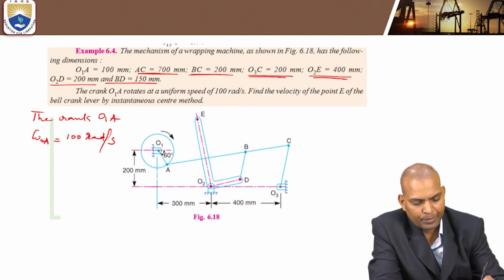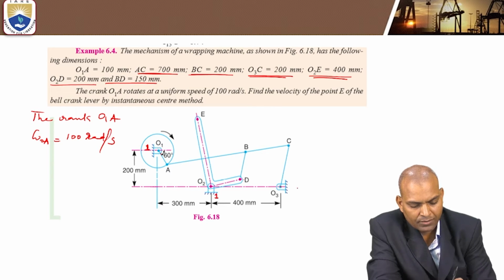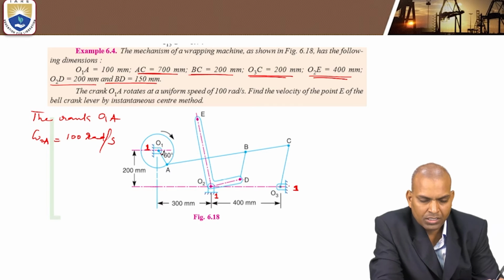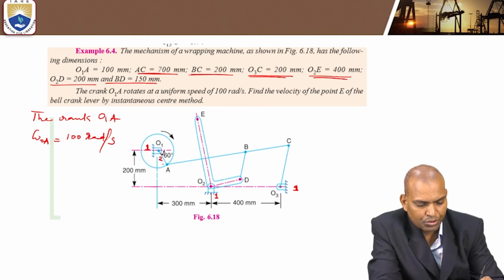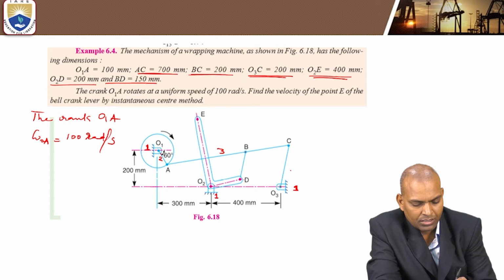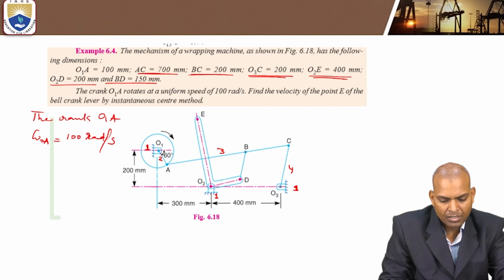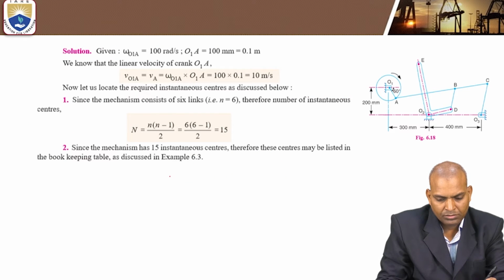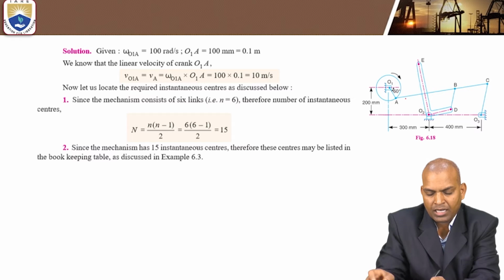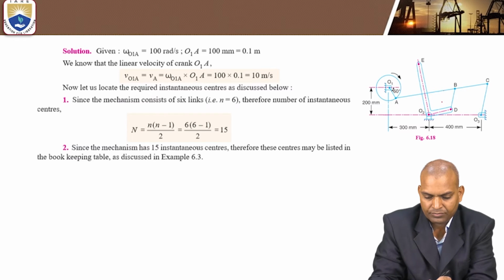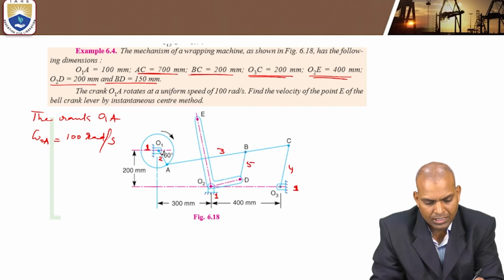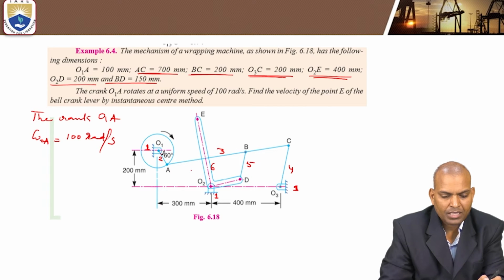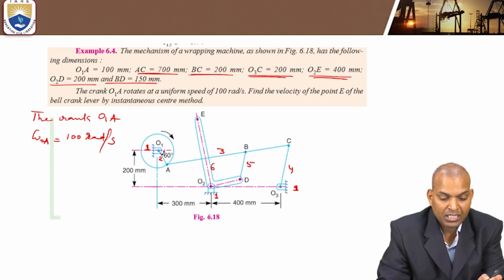The number of links, let me begin. O1 is link 1, the fixed link. O2 is a fixed link. O3 is also a fixed link. O1A is link number 2. AB and BC, B is the only connection, is link 3. Then link 4, and finding the various links, link 5 and also link 6. It is a 6-bar mechanism or 6-link mechanism.